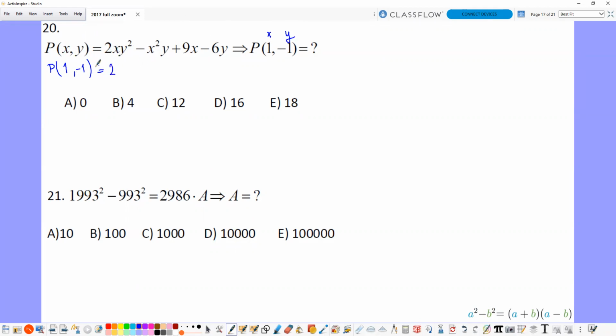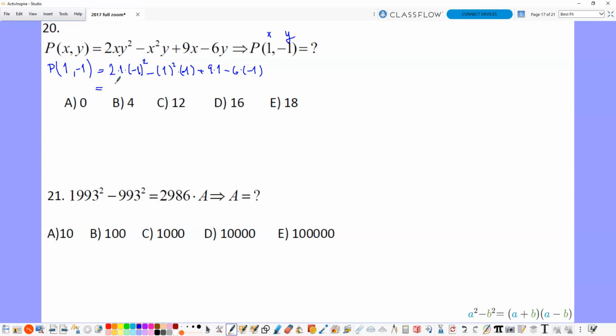So when I see x, I'm going to replace it by 1. When I see y, I'm going to replace it by -1. So (-1) square times 1, pardon, -1. Here plus 9 times 1 minus 6 times -1, it's going to be. Here we have to be careful about the signs and powers. When you get the square of a negative number, you are going to get a positive result. So (-1) square is going to be equal to 1.